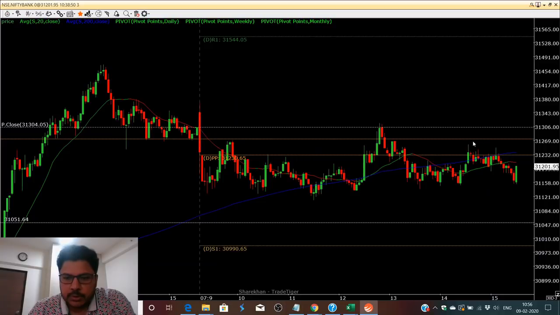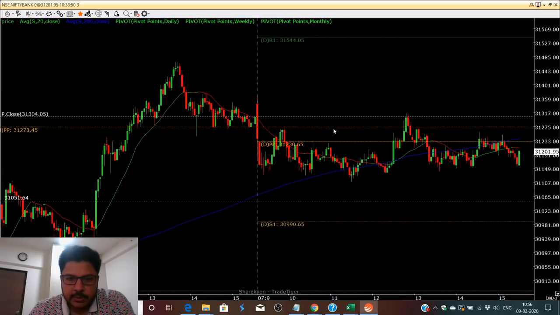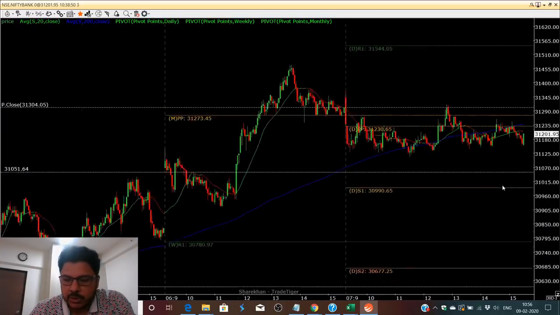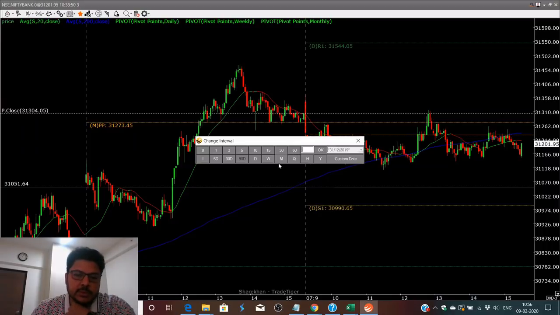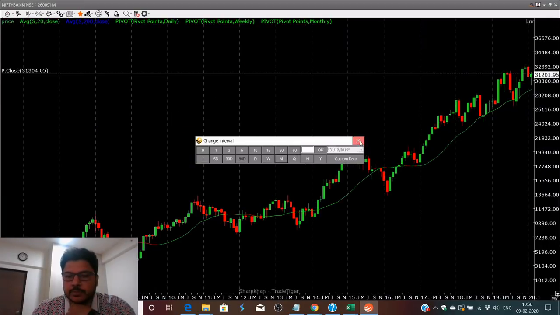So we are using Sharekhan today for analyzing the market. So this is the Bank Nifty chart for 3 minutes. So let's analyze this on a bigger time frame. So let's have a look at the monthly chart.